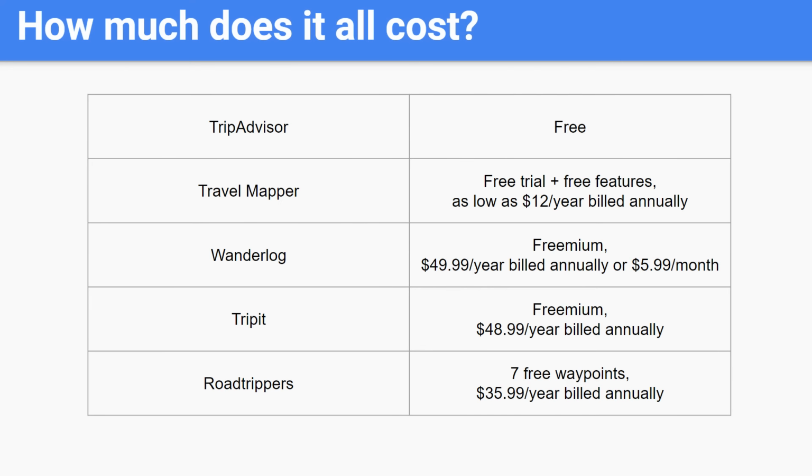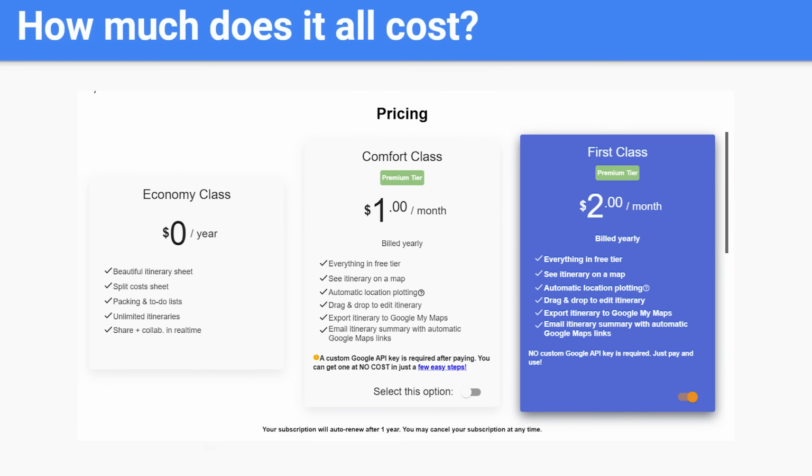Let's talk about price. Keep in mind that the pricing and features offered are accurate as of the making of this video. The TripAdvisor travel planner is completely free. It doesn't have ads either unless you count their own stuff as ads. Travel Mapper has a free trial and has free features, but otherwise costs as low as $12 per year, that's $1 per month, for these premium features.